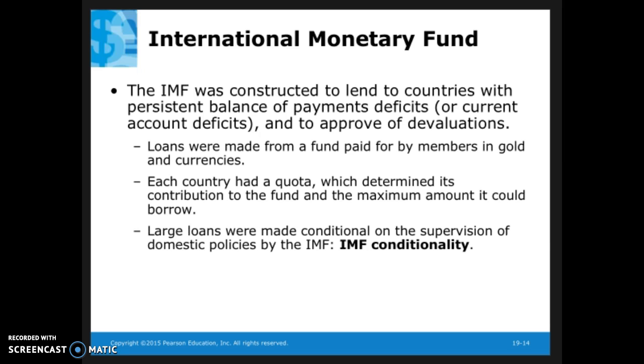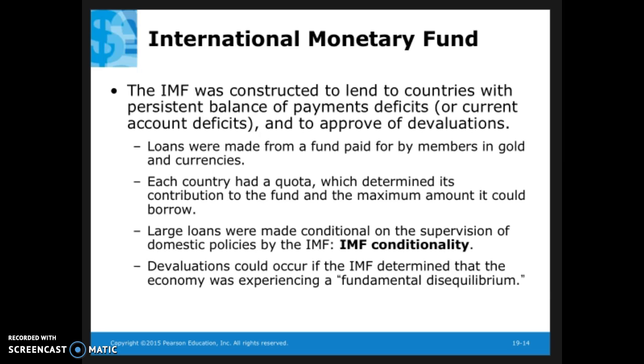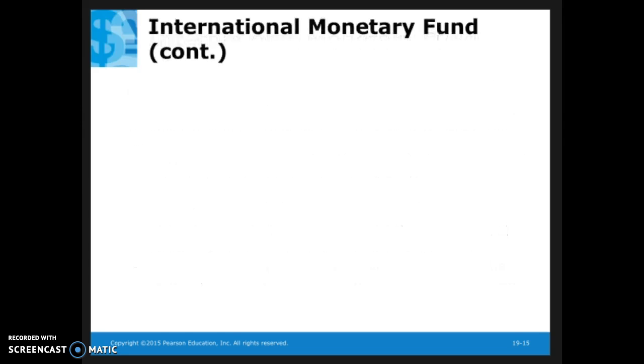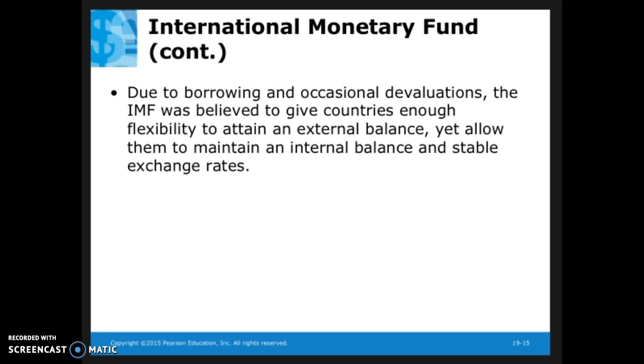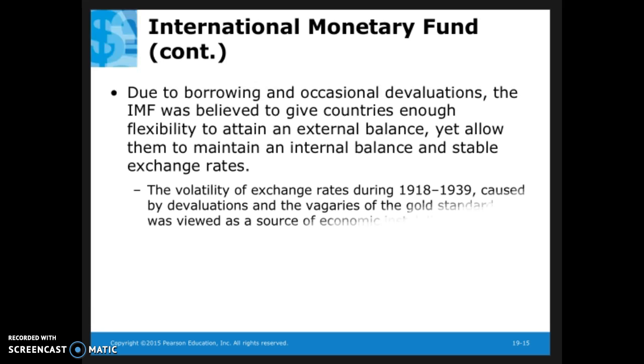Large loans were made conditional. So if you needed a large loan, the IMF would help you design domestic policies. So, due to borrowing and occasional devaluations, the IMF gives countries enough flexibility to maintain an external balance, yet it allows them to maintain an internal balance and stable exchange rates.